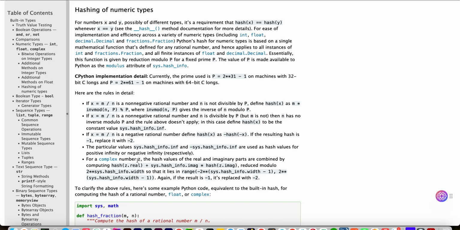For a complex number z, the hash values of the real and imaginary parts are combined by computing hash(z.real) plus sys.hash_info.imag times hash(z.imag), reduced modulo 2 to the power sys.hash_info.width, so that it lies in the range minus 2 to the power sys.hash_info.width minus 1, to 2 to the power sys.hash_info.width minus 1. Again, if the result is -1, it's replaced with -2.